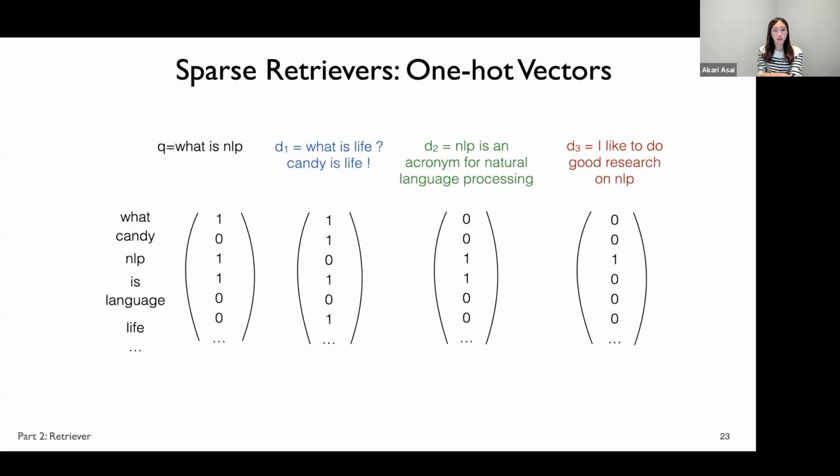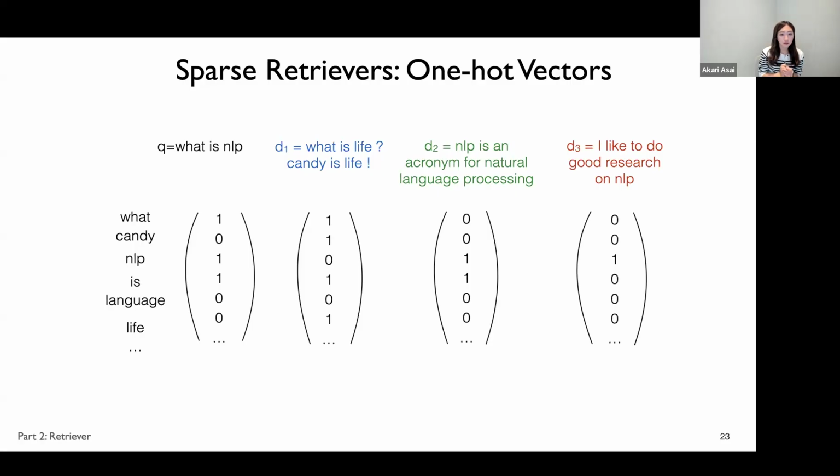Now let's talk about sparse retrieval systems. For sparse retrieval, we generate embeddings of documents and queries based on term frequency, or word frequency. We start with the vocabulary of words. Here we have a vocabulary including what, candy, NLP, is, language, like, and so on. We have 3 documents, and now we have a new query. For each document or query, we build a binary bag of words vector. If a word appears in the document, its entry is 1. If not, it's 0.